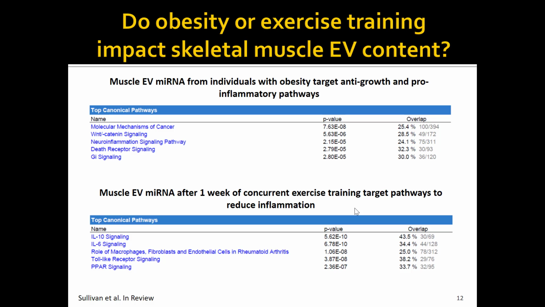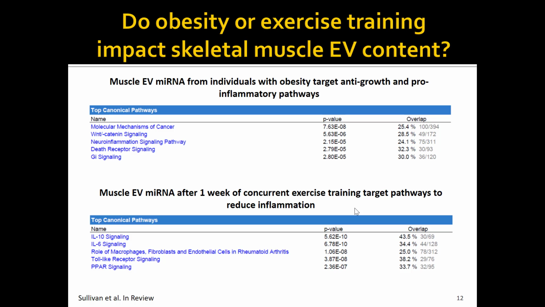So that could explain some of the growth retardation we see in muscle in obesity, and also some of the pro-inflammation that we see in obesity. Remembering that EVs can have both paracrine and endocrine functions.